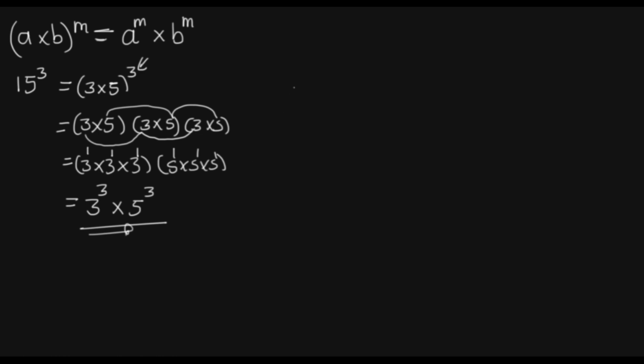Therefore, if you have a problem where you have 15 raised to the power 3, you just need to find the factors. The factors of 15, like we said, are 3 and 5, raised to the power 3. Then this 3 is raised to the power 3, and 5 is raised to the power 3. So this can be simplified as 3 raised to the power 3 times 5 raised to the power 3.